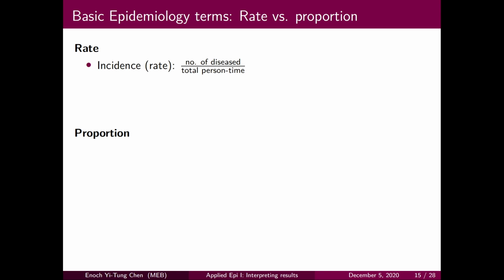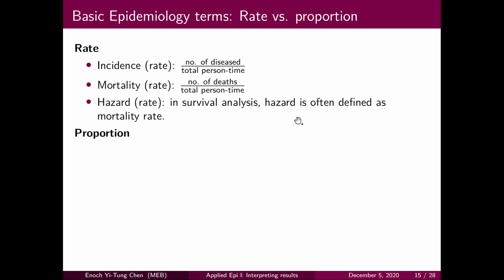For example, incidence rate is the number of new cases over the total person time of follow-up. Mortality rate is the number of deaths over the total person time. Hazard rate, usually described in survival analysis, can be referred to as mortality rate if you define death as the event. Next, we are going to move on to proportion.